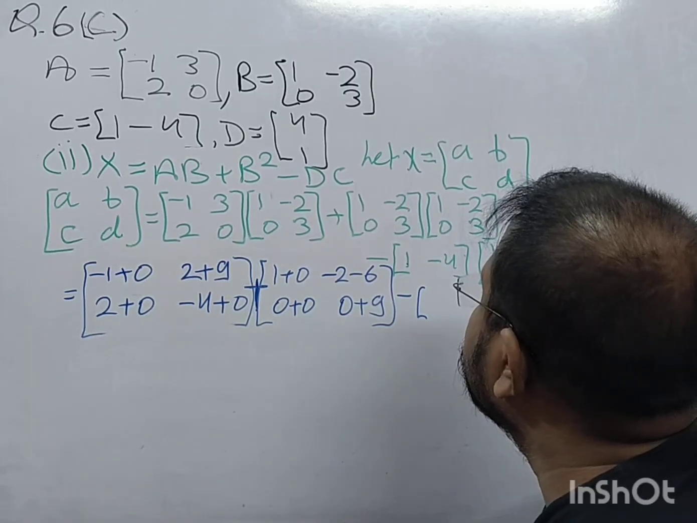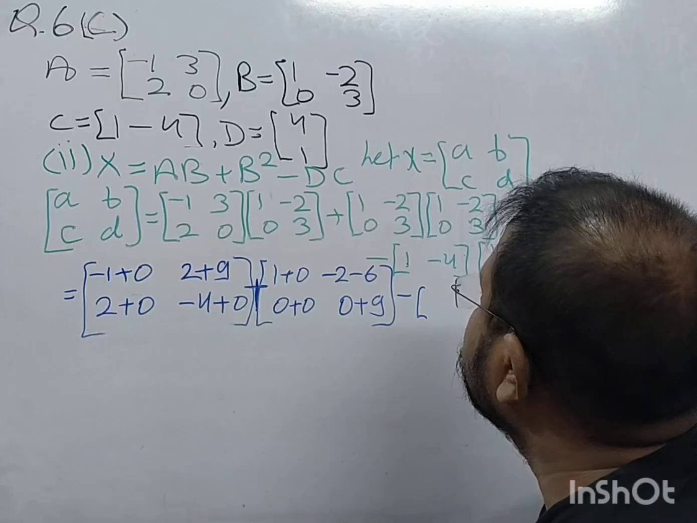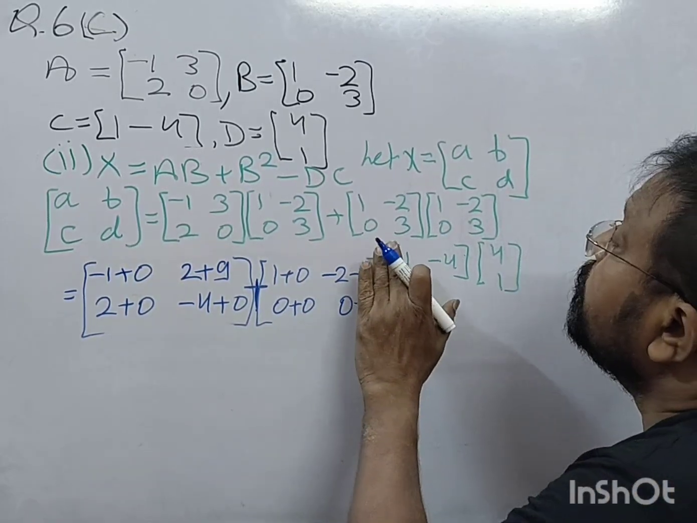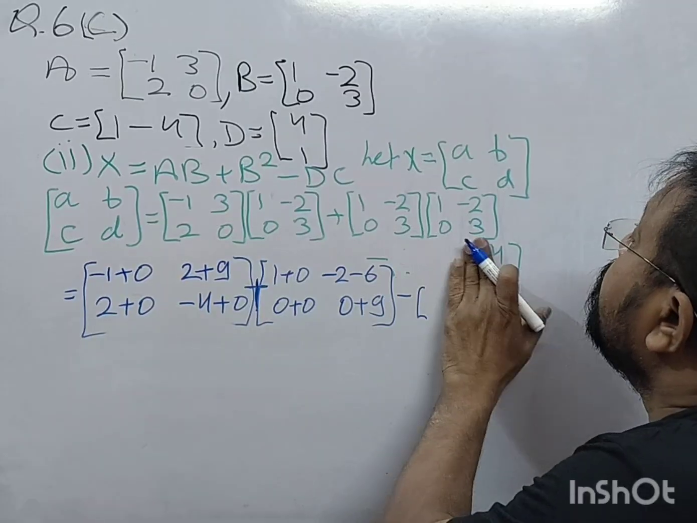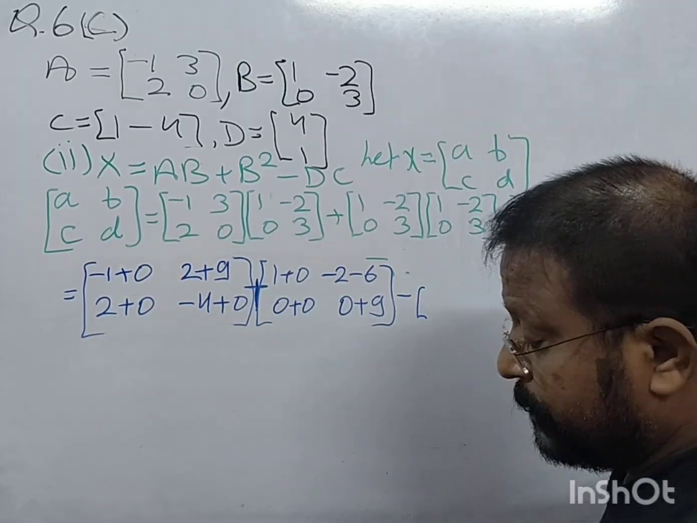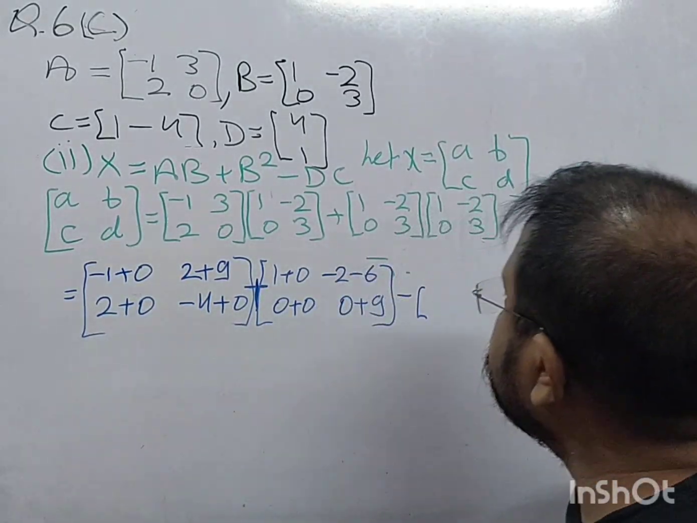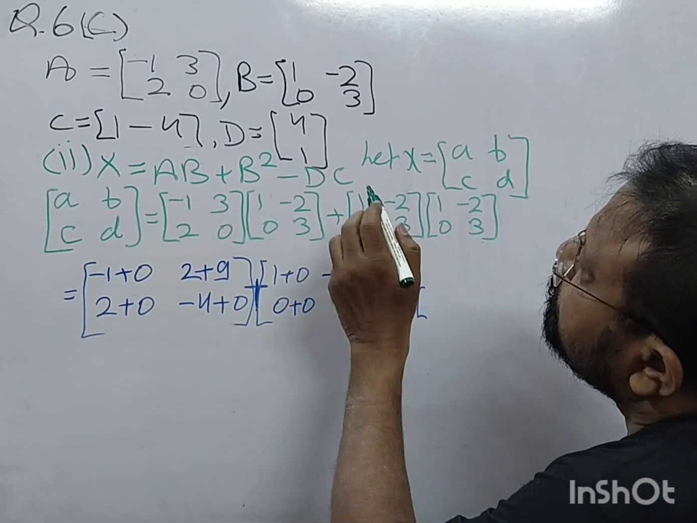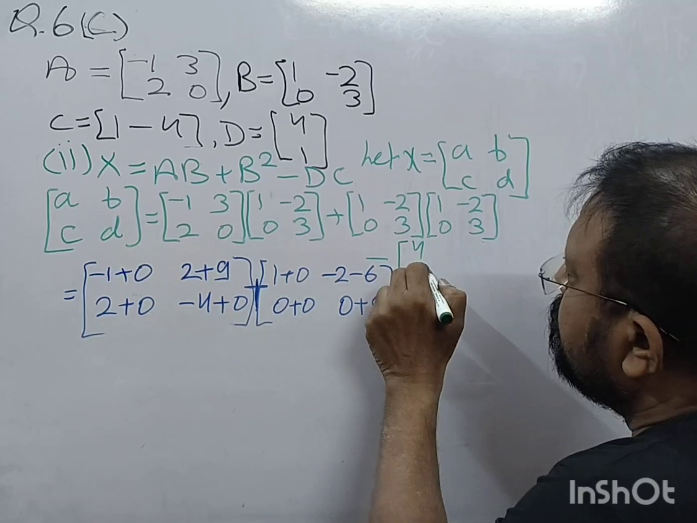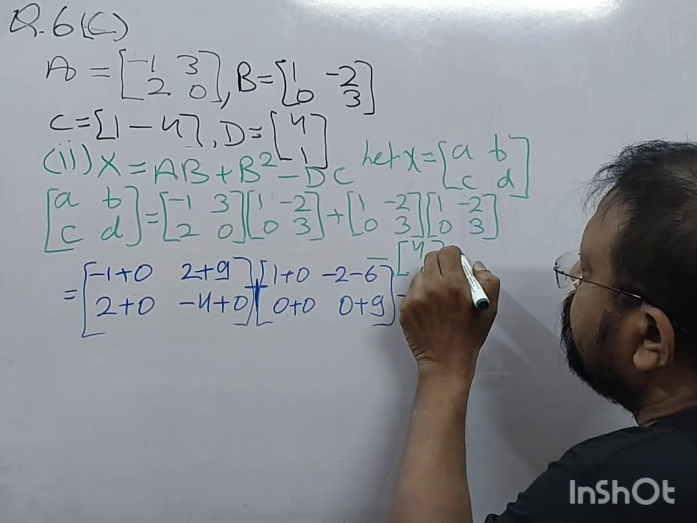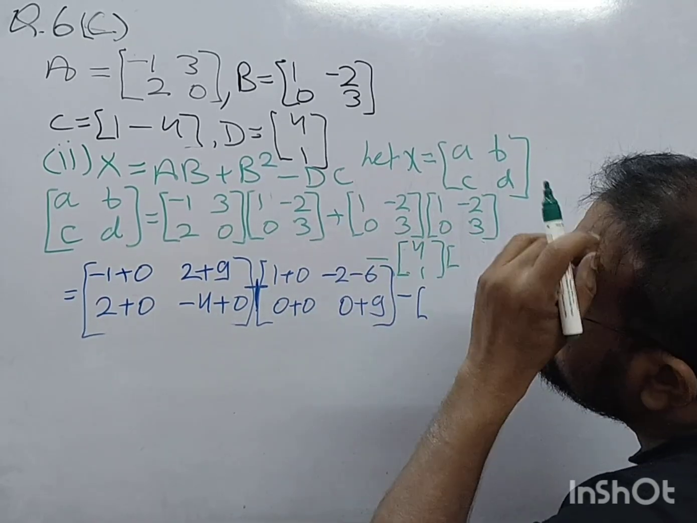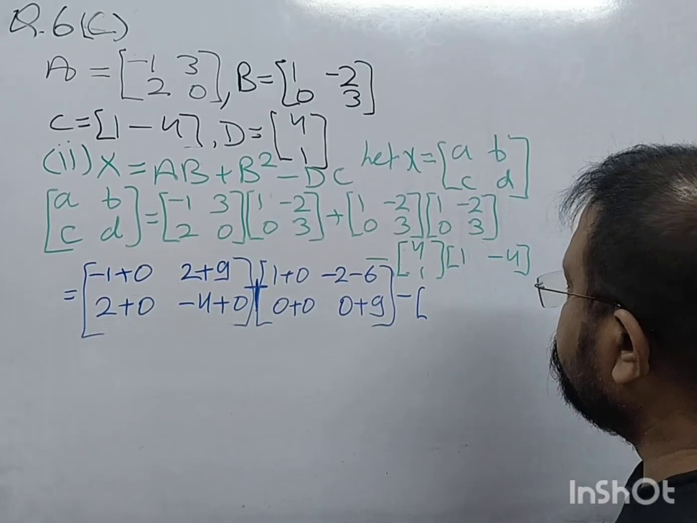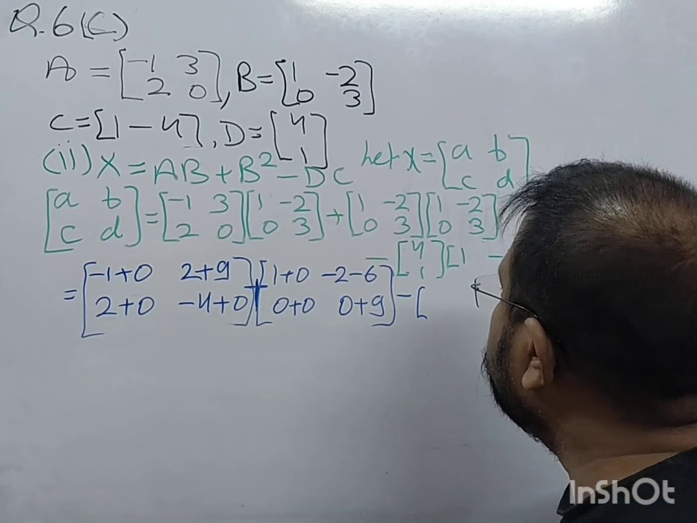सर DC है, आपने CD लिखा है। हम्म, क्वेश्चन में DC है आपने। अच्छा DC है, तभी बैठ गया। क्या था? 4, 1 ब्रैकेट 1, -4। ठीक। सो क्या हुआ?